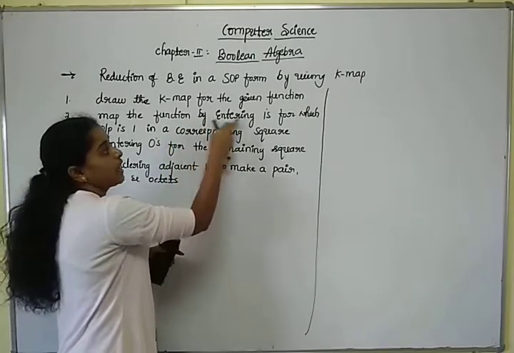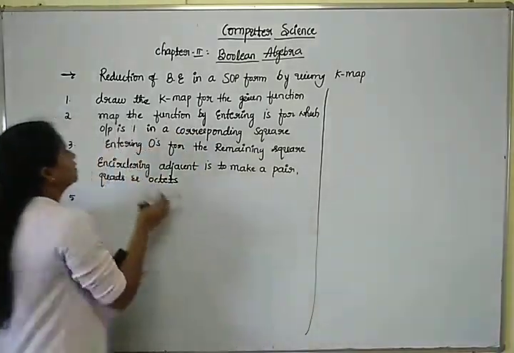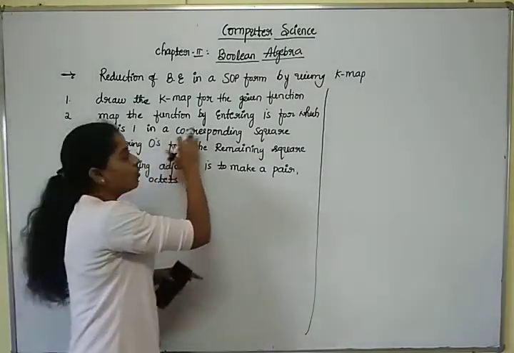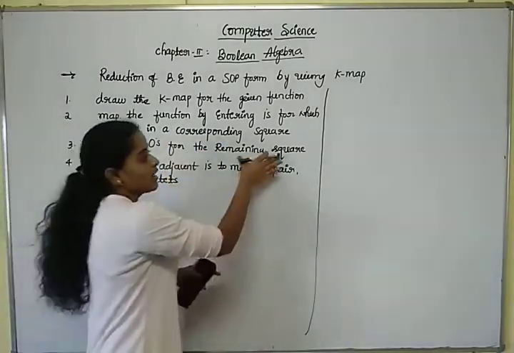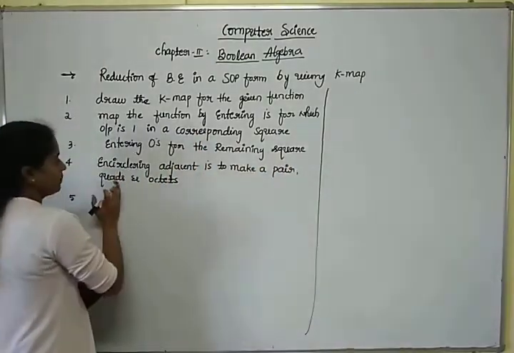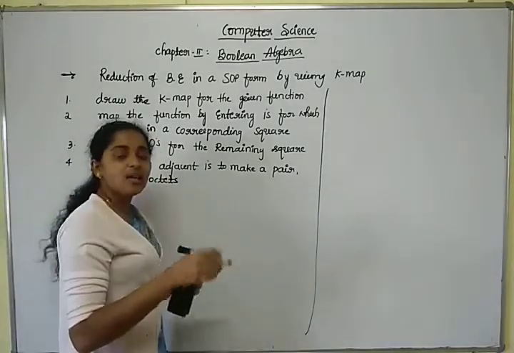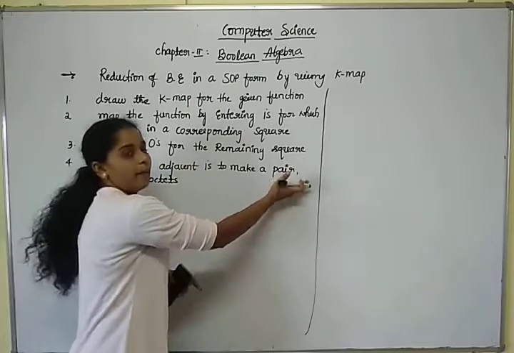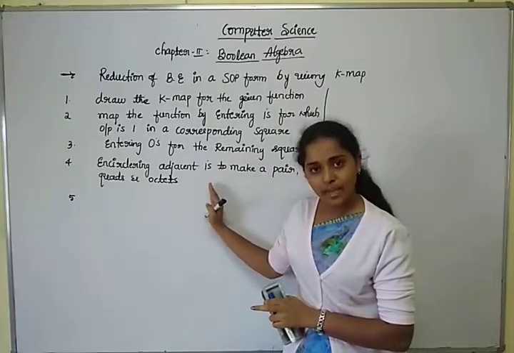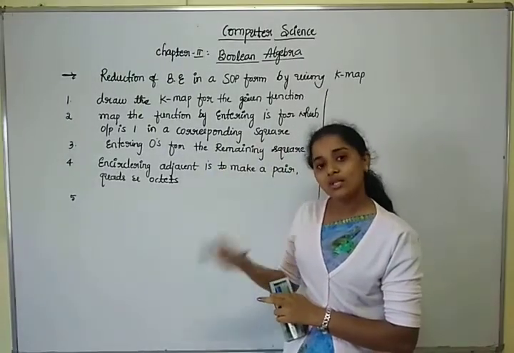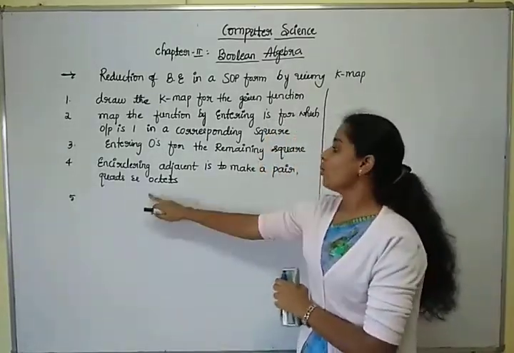Map that function by entering the ones for which the output is 1 in the corresponding square. The third step, after inserting the ones, is entering the zeros for the rest of the squares. The fourth step is encircling all the adjacent ones to make pairs, quads, and octets. In yesterday's class, we learned how to make pairs, quads, and octets, and also how to reduce the Boolean expression from them.